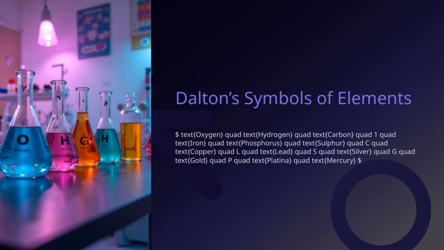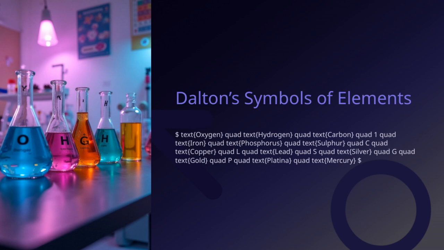You'll notice various symbols here, such as C for carbon, Fe for iron, P for phosphorus, S for sulfur, Cu for copper, Pb for lead, Ag for silver, Au for gold, Pt for platinum, and Hg for mercury. These symbols make it easy for scientists to communicate precisely about elements without writing out the full name each time.